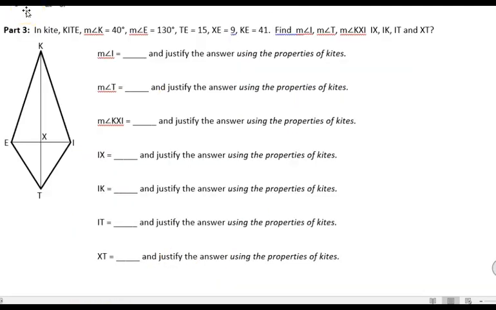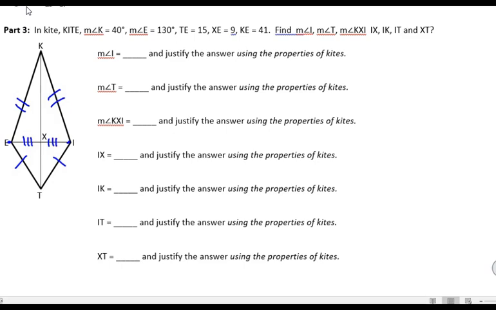So the first thing I want to say about a kite is, by definition, a kite has a pair of consecutive sides that are congruent. So I know that these sides are congruent, and I know that these sides are congruent. I also know that diagonal EI, from here to here, is being bisected as well by diagonal KT.